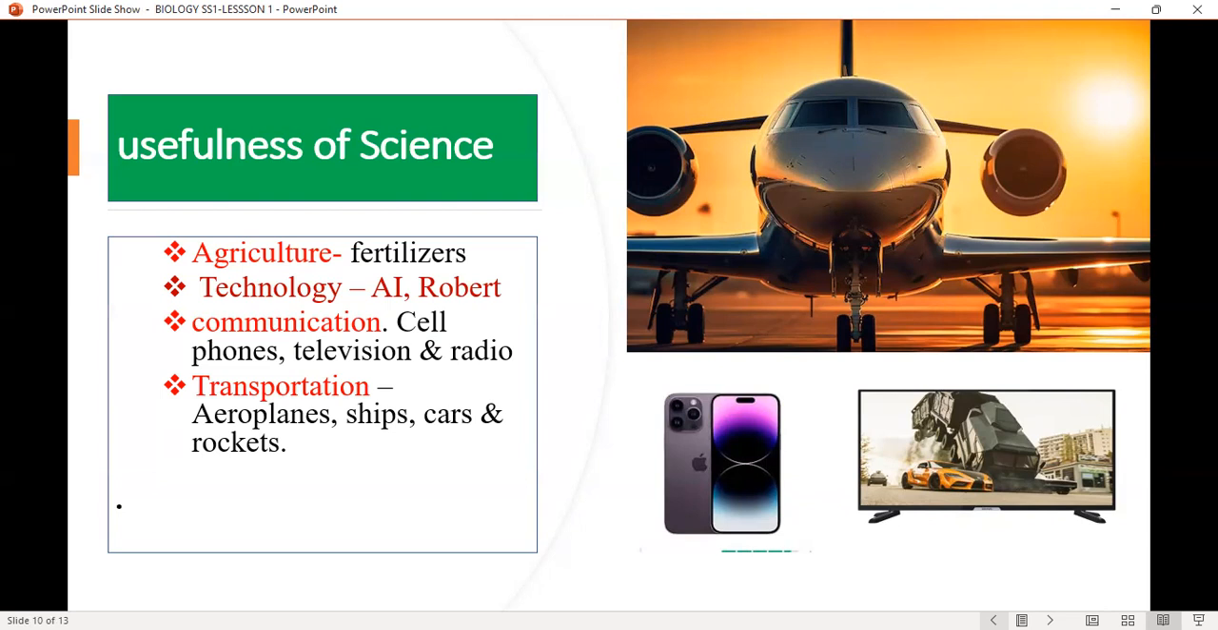The science here is talking about physics, chemistry, and biology, the three major branches of natural science.